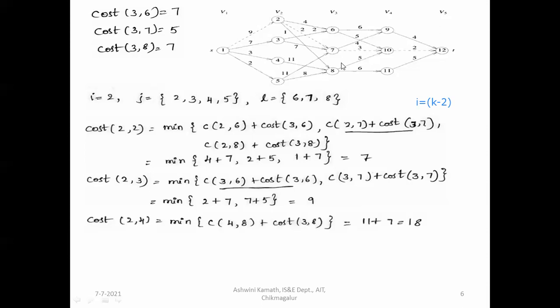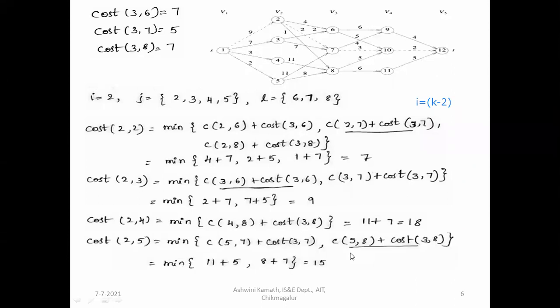Cost of 2, 4 is equal to the minimum of C of 4, 8 plus cost of 3, 8. Only one edge is connected from 4, that is 4 to 8. Here we do not need to calculate the minimum value; whatever the answer is, we keep it as it is. 8 to 12 is 7, so 11 plus 7 is equal to 18. That itself is the minimum cost here because we have only one.